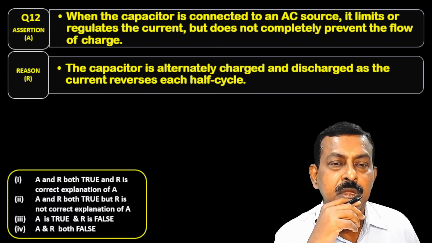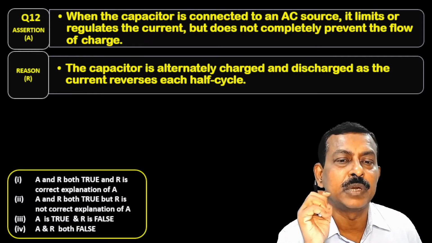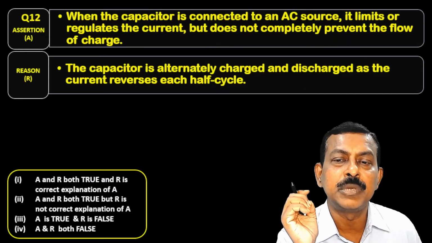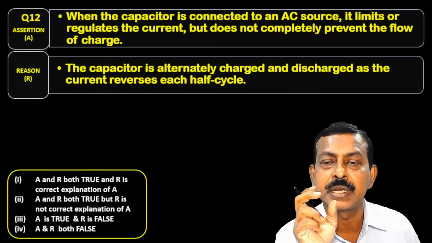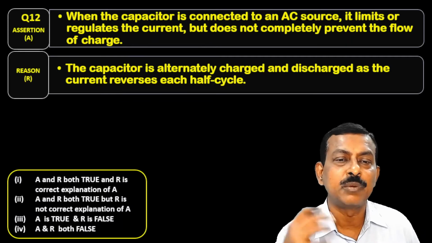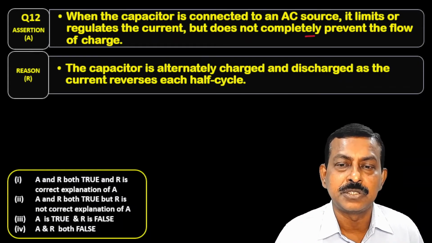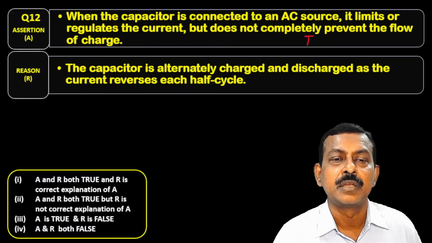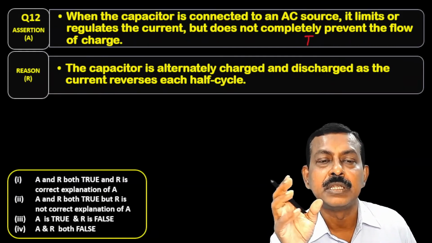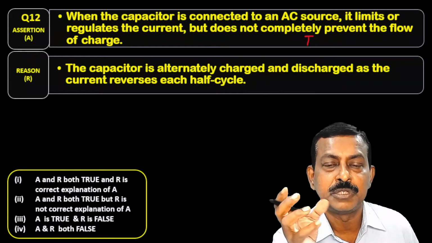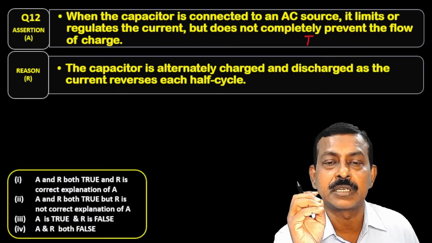Next question. When the capacitor is connected to an AC source, it limits or regulates the current, but does not completely prevent the flow of charge. You have a capacitor connected to an AC. It will limit or regulate the current, but does not completely prevent the flow of the charge. This is true, because it will be offering some resistance there, and due to which there will be a flow of the charge which will be opposed there, but it will not prevent the flow of the charge there completely.